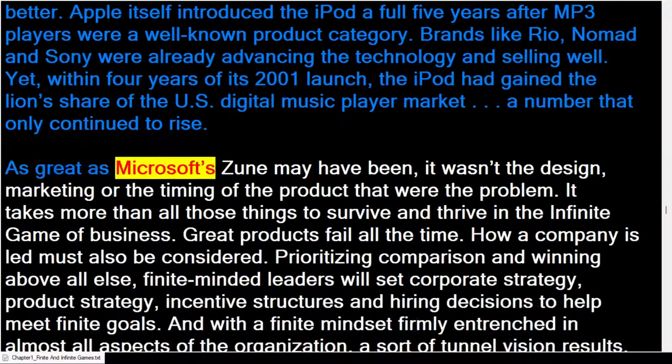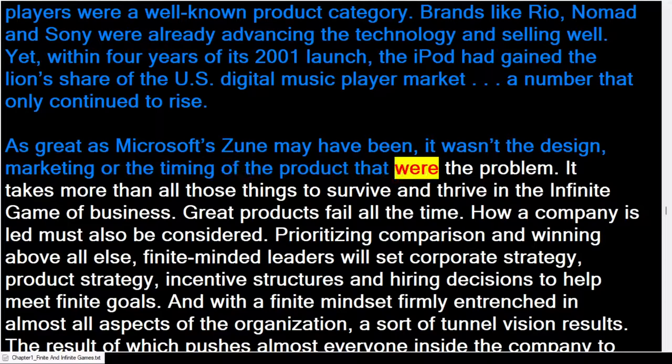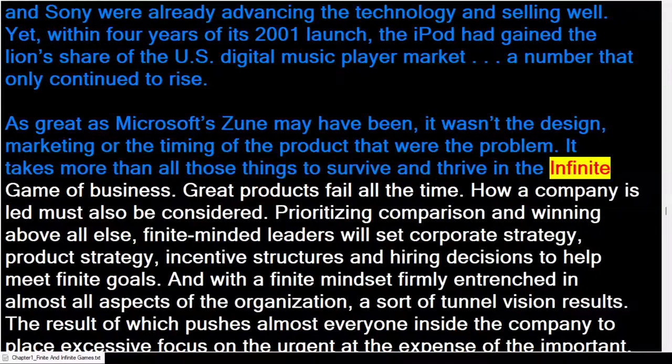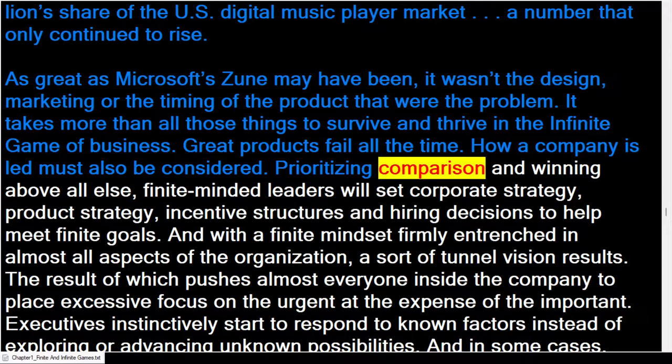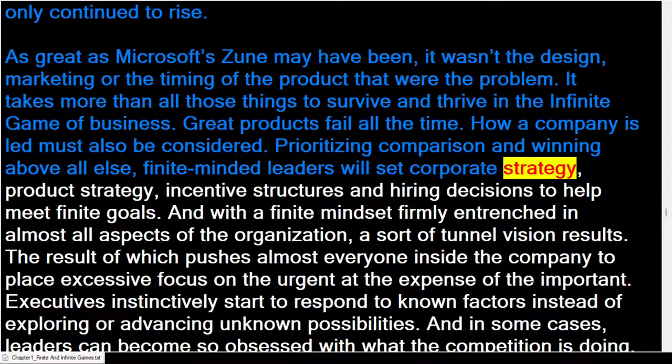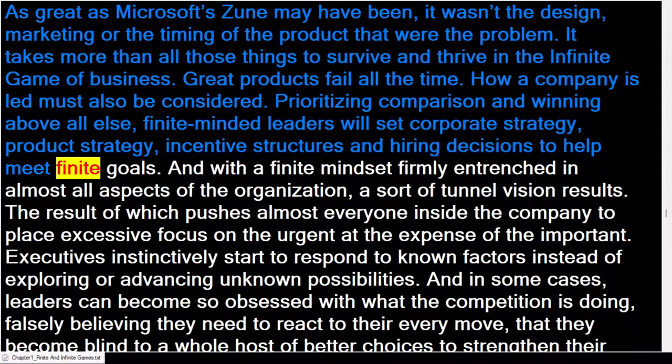As great as Microsoft's Zune may have been, it wasn't the design, marketing, or the timing of the product that were the problem. It takes more than all those things to survive and thrive in the infinite game of business. Great products fail all the time. How a company is led must also be considered. Prioritizing comparison and winning above all else, finite-minded leaders will set corporate strategy, product strategy, incentive structures, and hiring decisions to help meet finite goals.